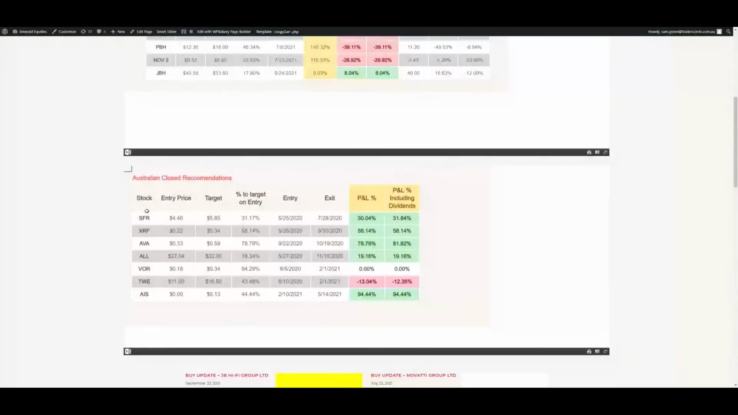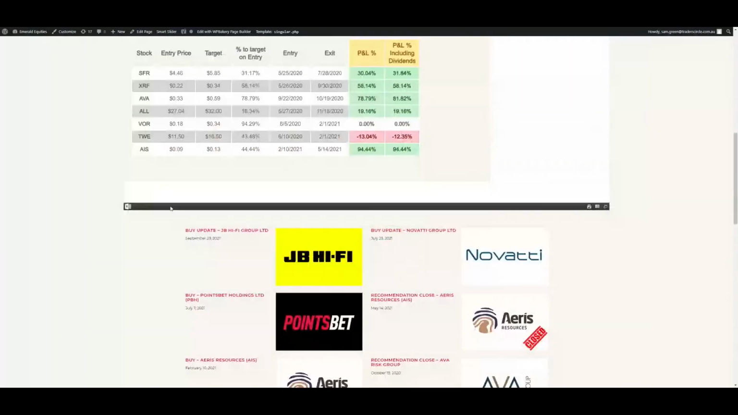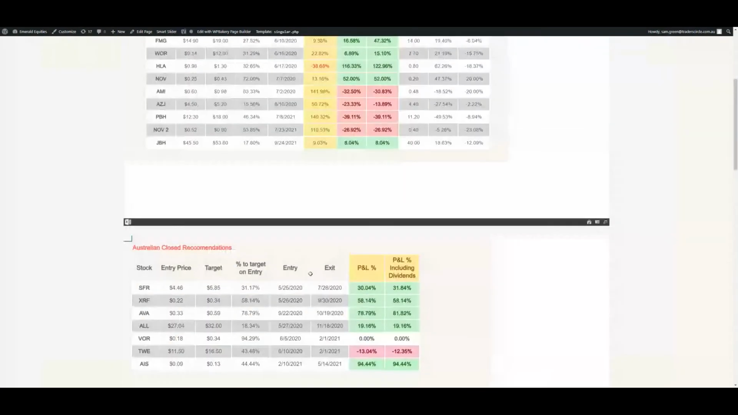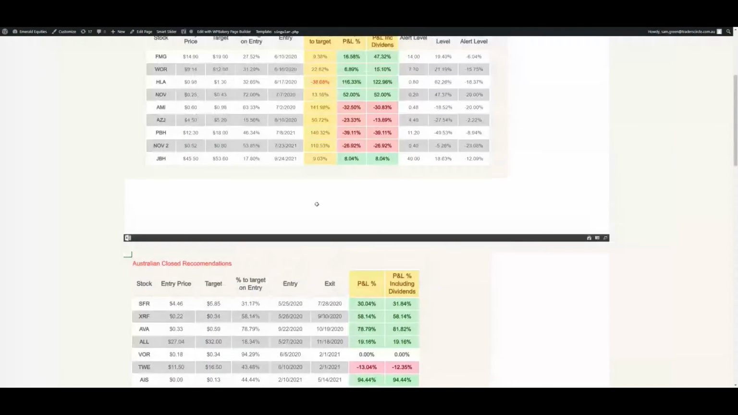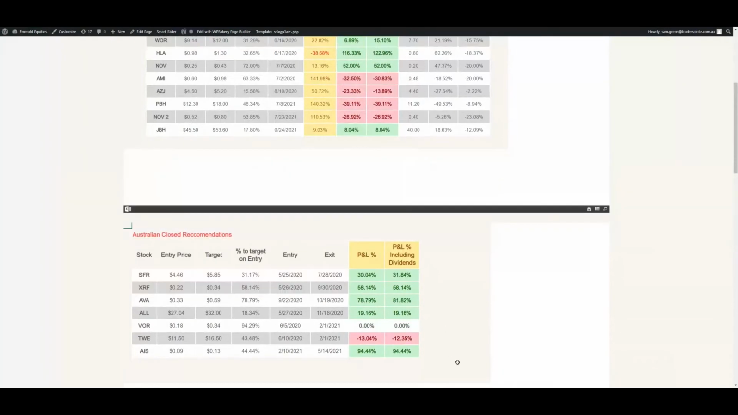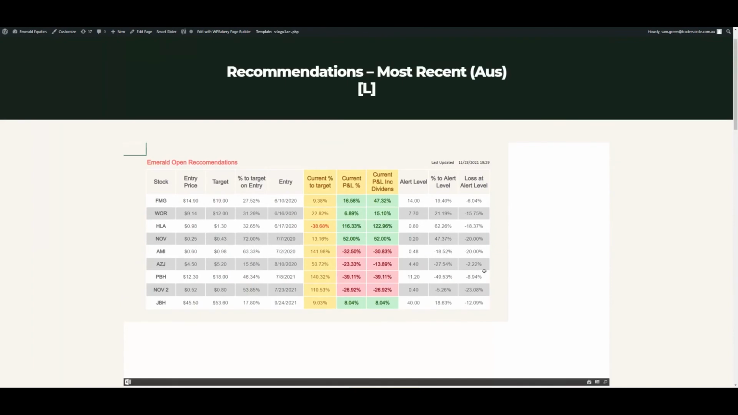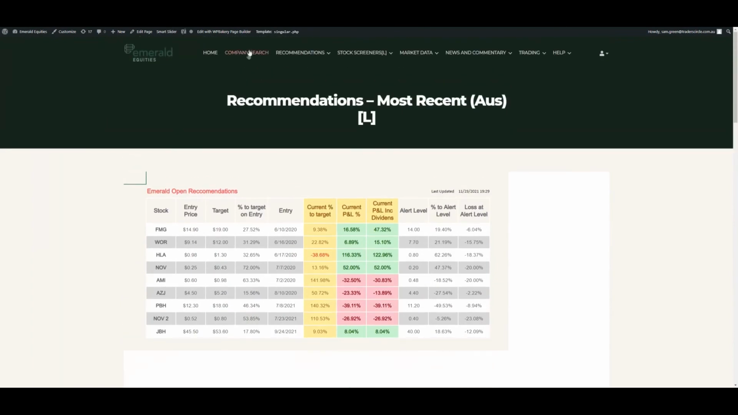Apologies here. So we've got our Australian recommendation page. We've got the closed recommendations that we've done, and the current recommendations, the most recent recommendations. JB Hi-Fi was our most recent Australian recommendation, and that's a really attractive value stock on our market. That's what attracted us to that one. But we also cover small caps, and I just thought I'd show you this, which shows our recent performance and what we've still got open at the moment. In terms of what we've done in the US markets, I'll just bring that up in a second.